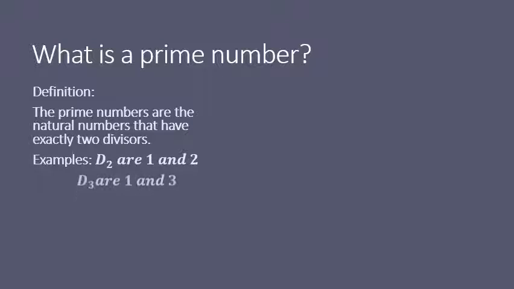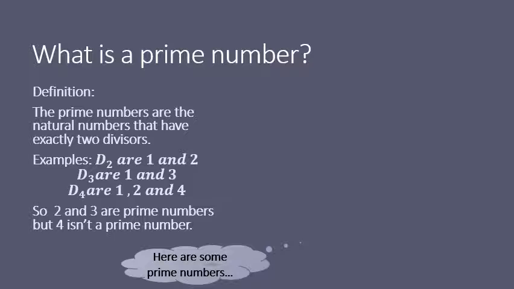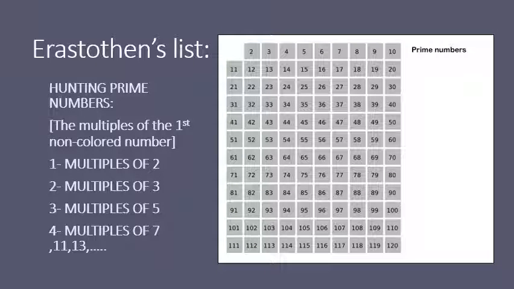Examples: the divisors of 2 are 1 and 2, divisors of 3 are 1 and 3, divisors of 4 are 1, 2 and 4. So 2 and 3 are prime numbers because they have only two divisors, while 4 isn't a prime number. Here are some prime numbers: 2, 3, 5, 7, 83, 99, 97.